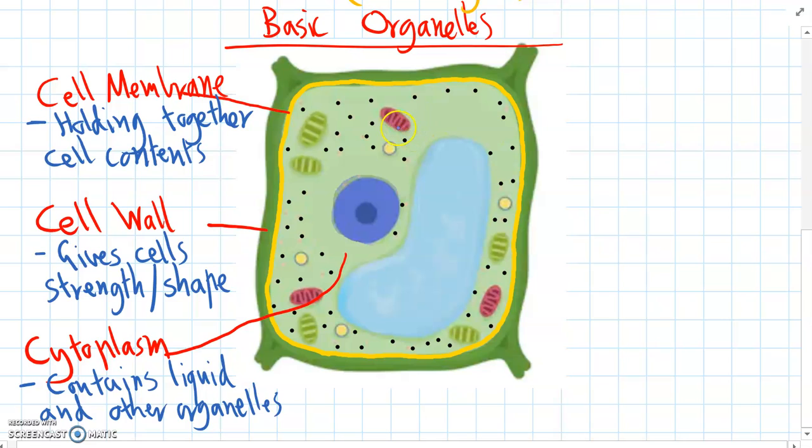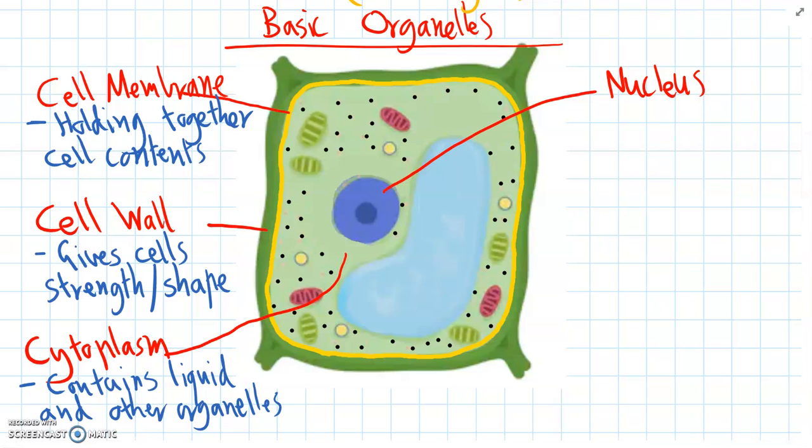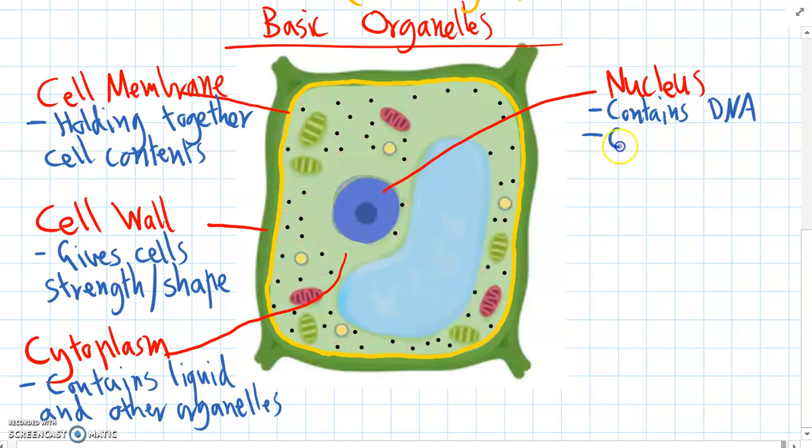So let's look at a couple of other specific organelles that do different jobs inside the cell. The most important one probably is this big one in the middle here, which is called the nucleus. And the nucleus, it contains all the DNA. And DNA is important for controlling all cells and telling them what instructions they need to do when. So the nucleus is like the control center of the cell.